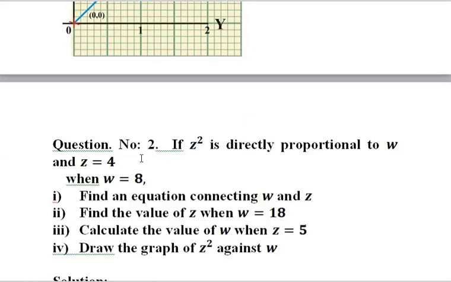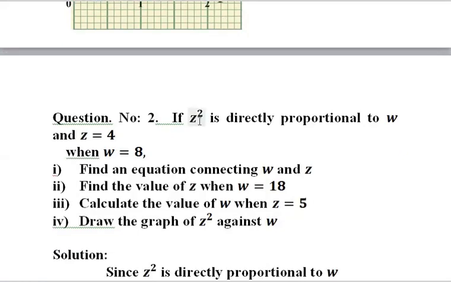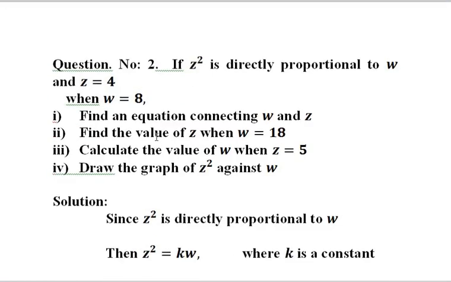Now question number 2 is, if z square is directly proportional to w and z equals 4 when w equals 8, find an equation connecting w and z. Find the value of z when w equals 18. Calculate the value of w when z equals 5. And finally we will draw the graph of z square against w.